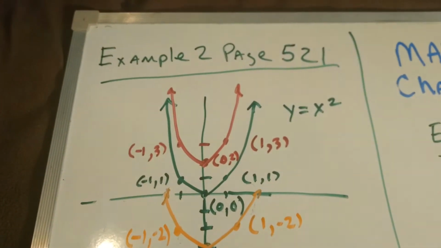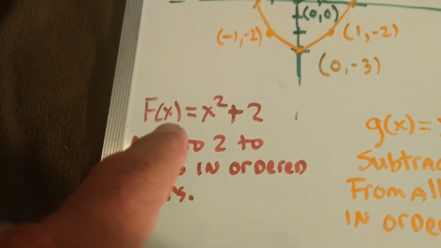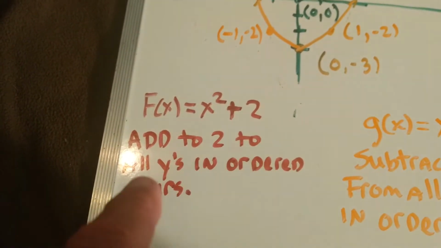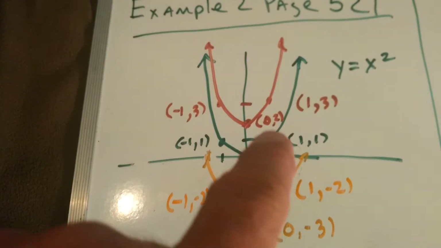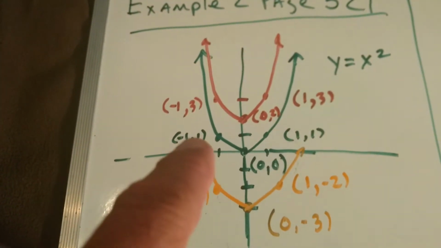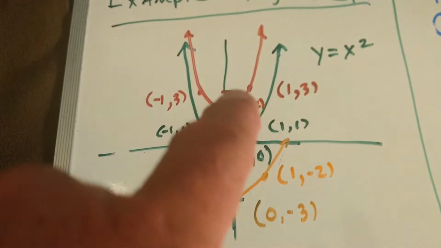So now what we're going to look at is what happens when we add a number to the x squared. If we add 2 to the x squared, all we're going to do is add 2 to all the y's in the ordered pairs. So we add 2 here, gives us (0, 2). Add 2 here, gives us (1, 3). Add 2 here, it gives us (-1, 3). Now we have our graph.